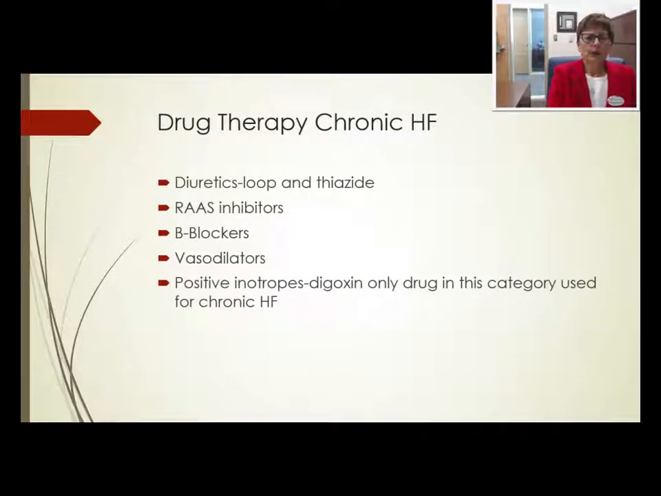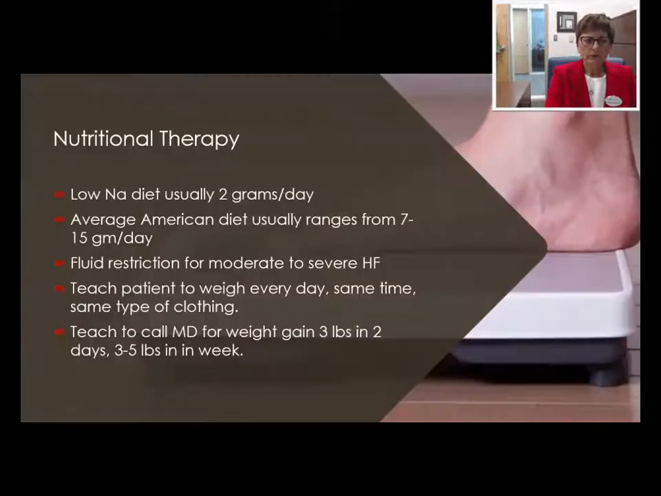So for drug therapy for chronic heart failure, it's diuretics again. They can have loop diuretics and the thiazide diuretics, and they can have the same drugs: RAAS inhibitors, beta blockers, vasodilators, and positive inotropes. Digoxin is the only drug in this category that is used for chronic heart failure. But more recent studies have shown that it doesn't actually increase their longevity, so they tend to not order digoxin as often as they used to. So nutritional therapy is very important for chronic heart failure.